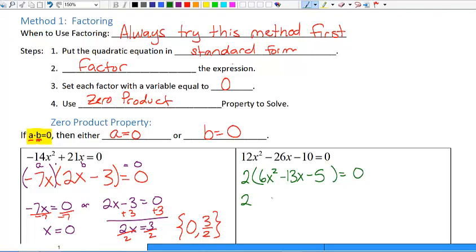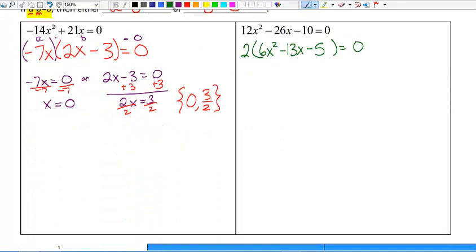On this problem, I'm going to try guess and check. So my factors of 6 are 1 and 6, or 2 and 3. My factors of 5 are 1 and 5. So I'm going to come off to the side of my paper, and I'm going to try 2x and 3x, and 1 and 5. I'm not sure if this is right, I'm just totally guessing, so I'm getting 3x and 10x.